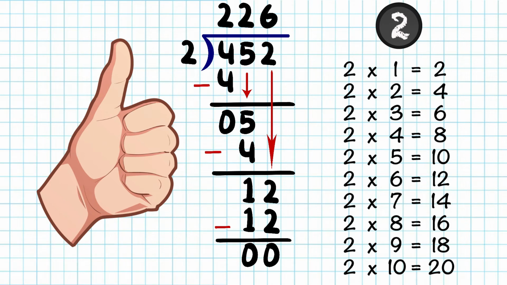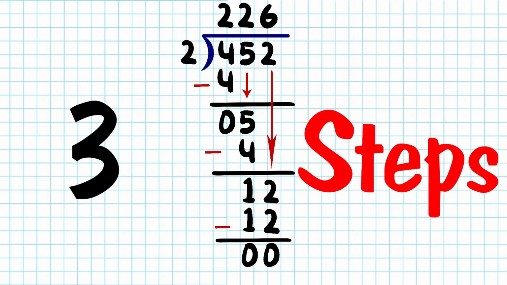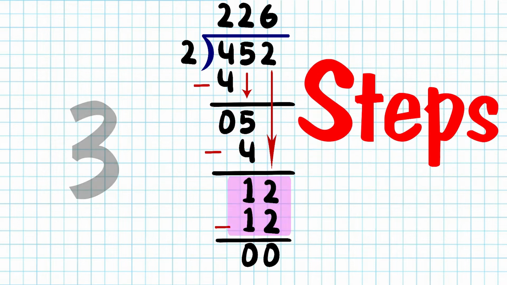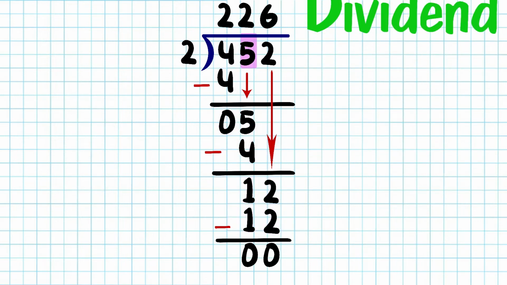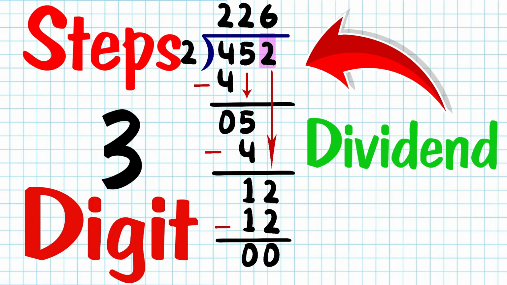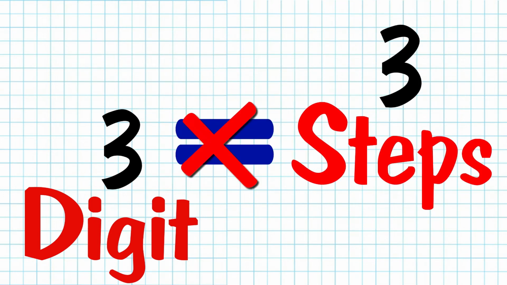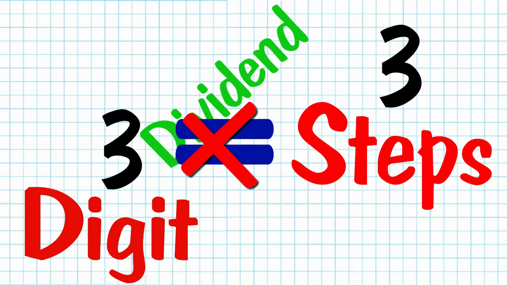So, if you look carefully at the solution, you can easily see we have solved the problem in 3 different steps. 1, 2 and 3. In our problem, the dividend had 3 digits and we used 3 steps to solve the problem. But it doesn't happen always. The number of steps is not dependent on the number of digits present in our dividend.